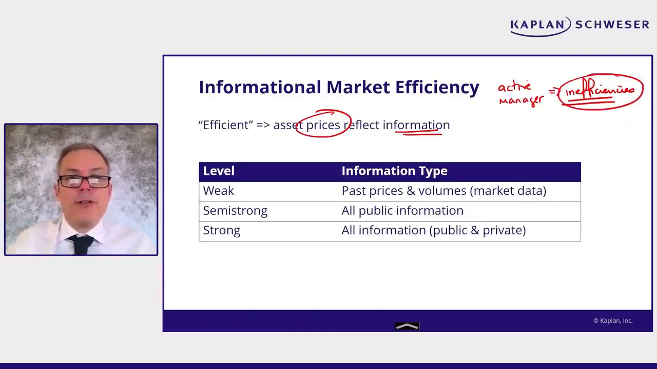If markets are efficient, an active manager is not going to be very happy with that, because they're not going to be able to outperform. They're not going to be able to find out any information that isn't already priced in. All right. Now, there's different levels of information, isn't there?